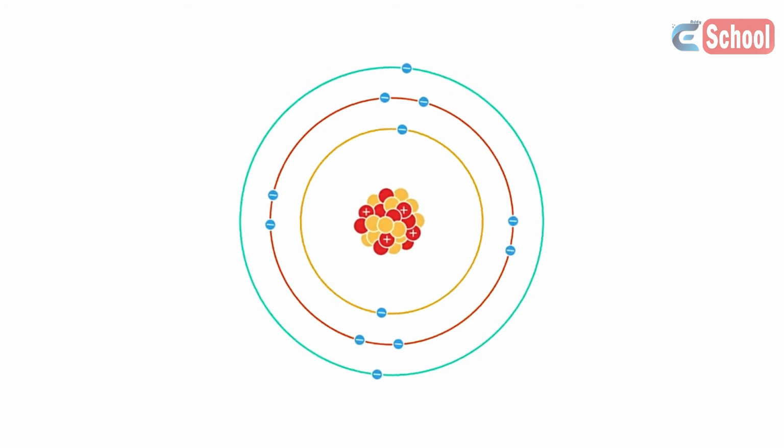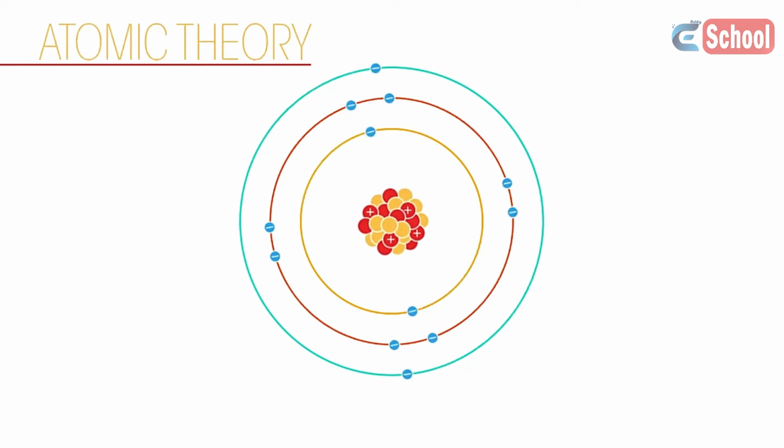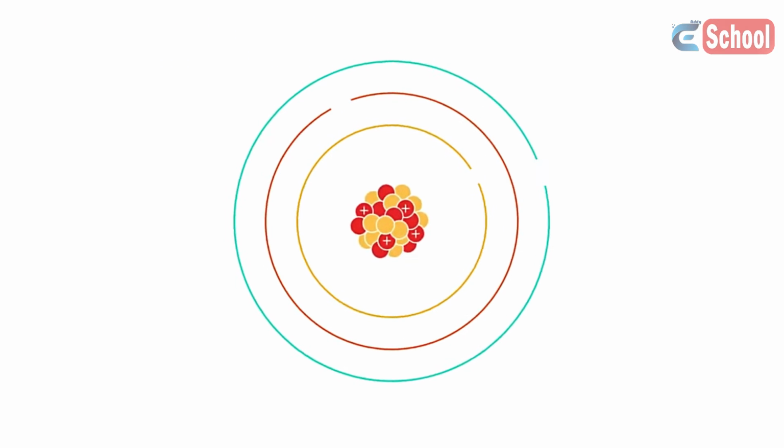We didn't always know what the atom looked like. Even today, we're not entirely sure, but we have a far better idea than ever before. In this video, we're going to look at the evolution of atomic theory. Before we start, you should have a general idea of the structure of an atom, so you may want to watch this video first.